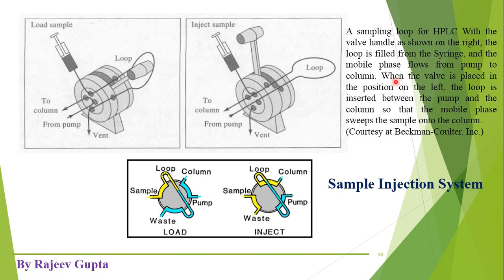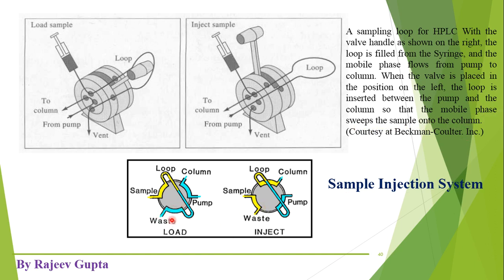So what I explained here is written here. When the valve is placed in the position on the left, the loop is inserted between the pump and the column so that the mobile phase sweeps the sample into the column.